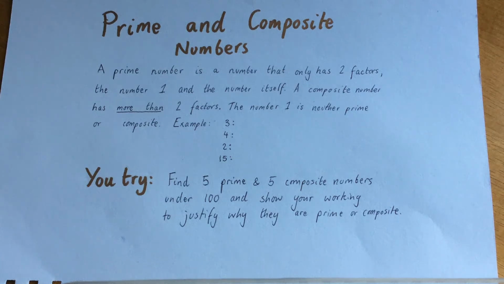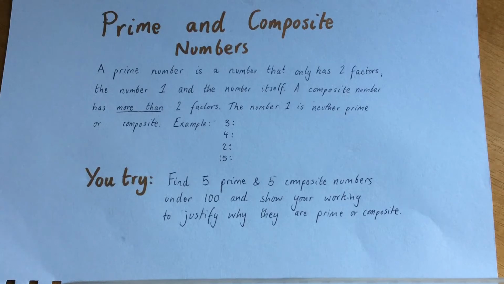So in this math video, we're going to be learning about prime and composite numbers. A prime number is a number that only has two factors, the number 1 and that number itself. A composite number has more than two factors. And it's also important to know that the number 1 is actually neither prime nor composite. So I've got four different examples here to explain the difference between these two terms.